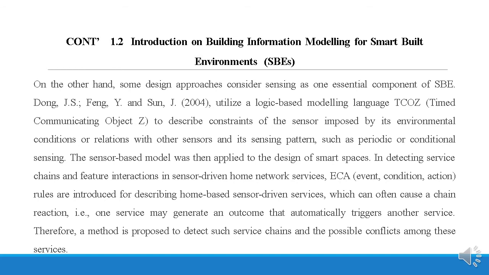The sensor-based model was applied to the design of smart spaces in detecting service chain and feature interaction in sensor-driven home network services. ECA, event, condition, action, rules are introduced for describing home-based sensor-driven services, which can often cause a chain reaction. For example, one service may generate an outcome that automatically triggers another service. Therefore, a method is proposed to detect such service chain and the possible conflict among these services.